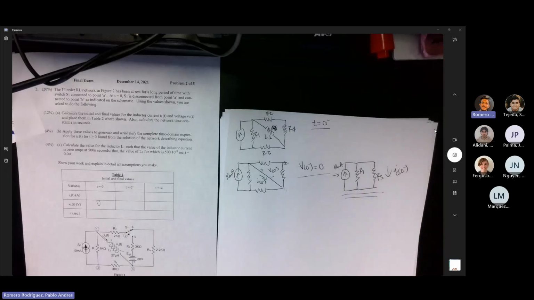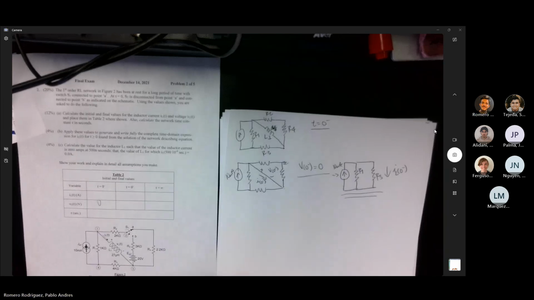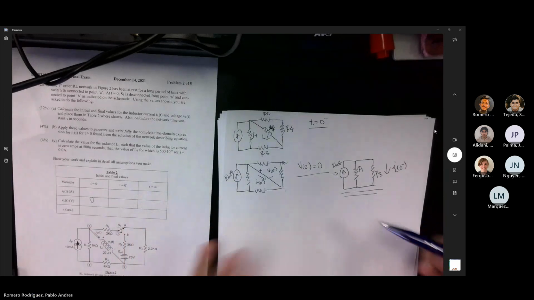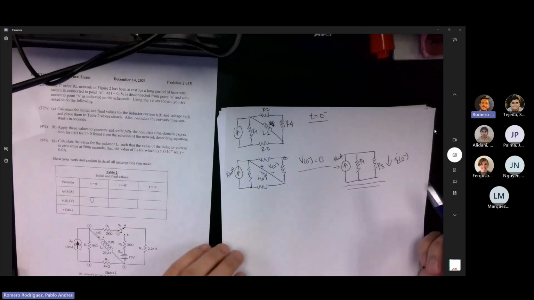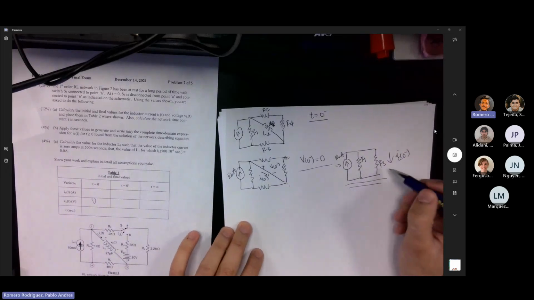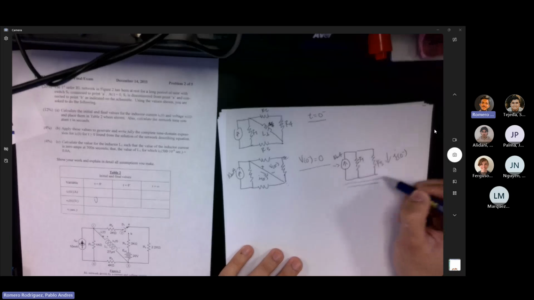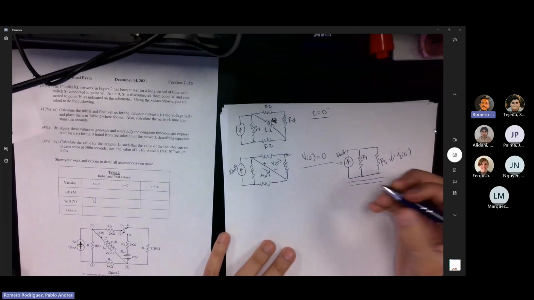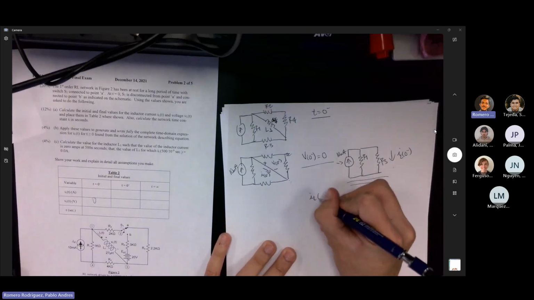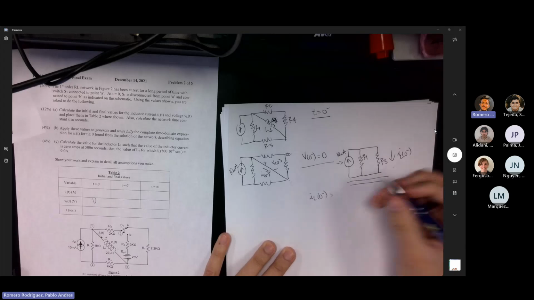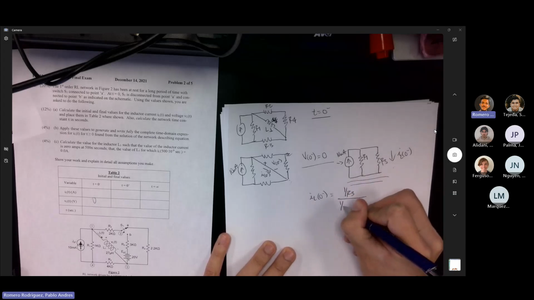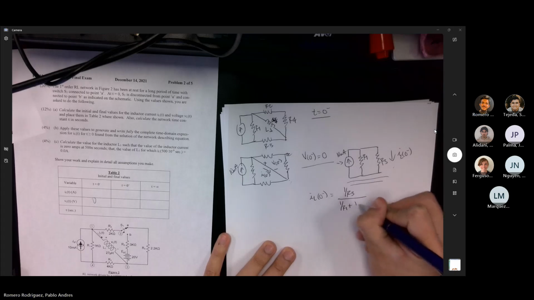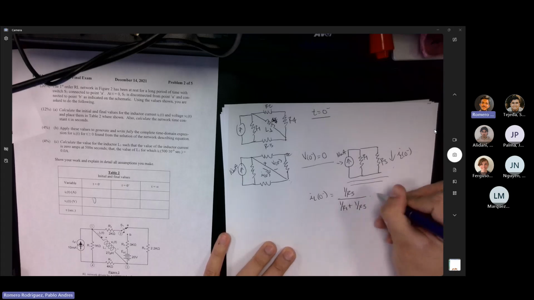What type of configuration is that? Current divisor. For current division there are multiple ways of doing it. I'll stay consistent with what I have taught you: if you're trying to find this current, I'm going to take the conductance of that one. So IL at 0 minus is going to be equal to the conductance for that one over the total conductance, times your JG.